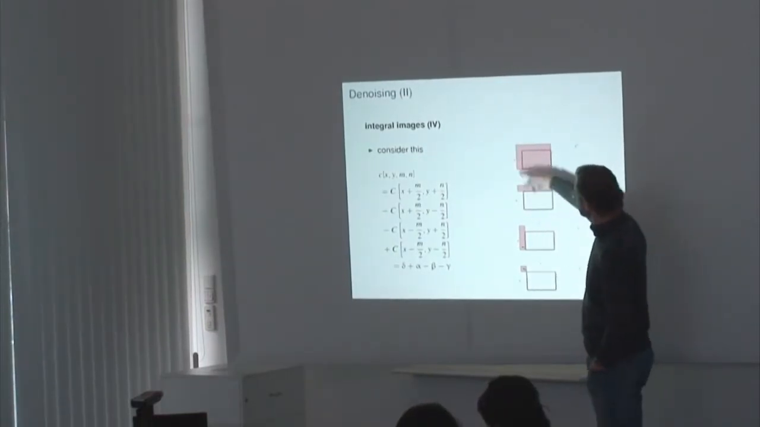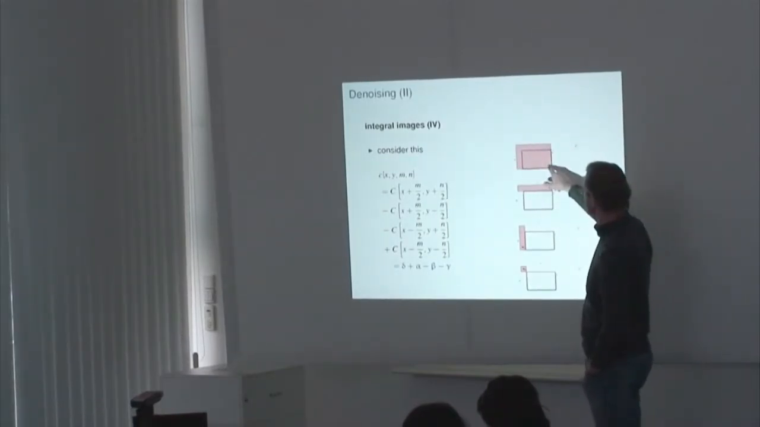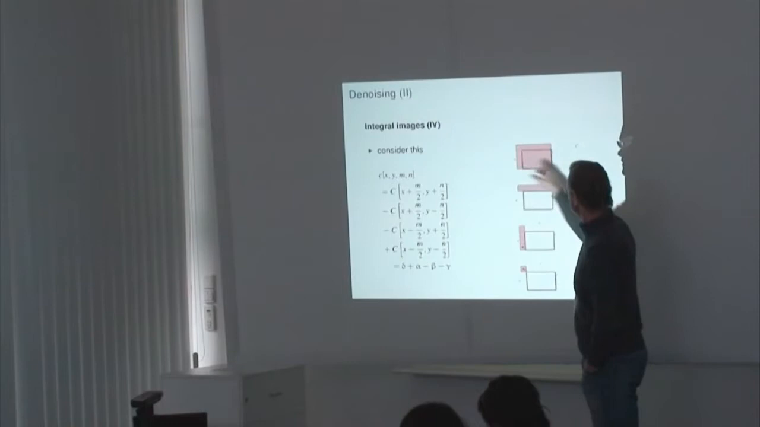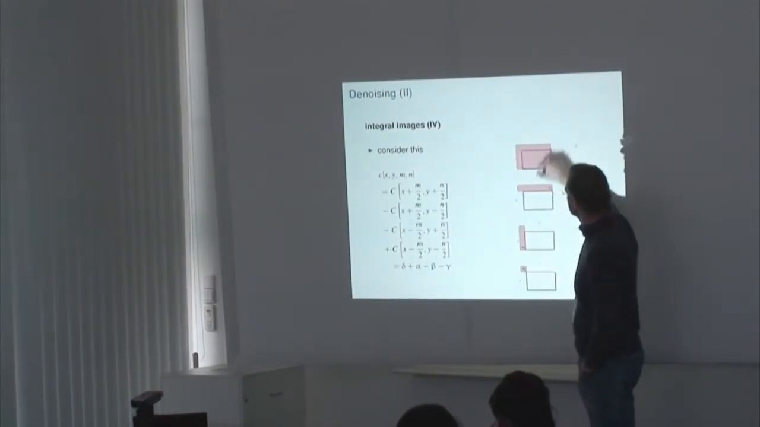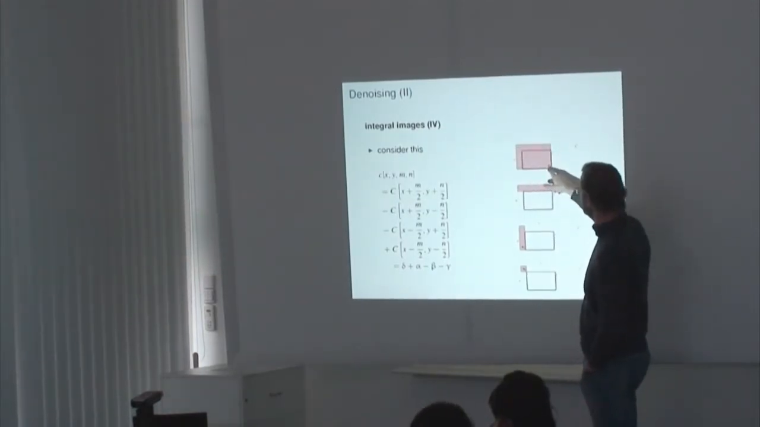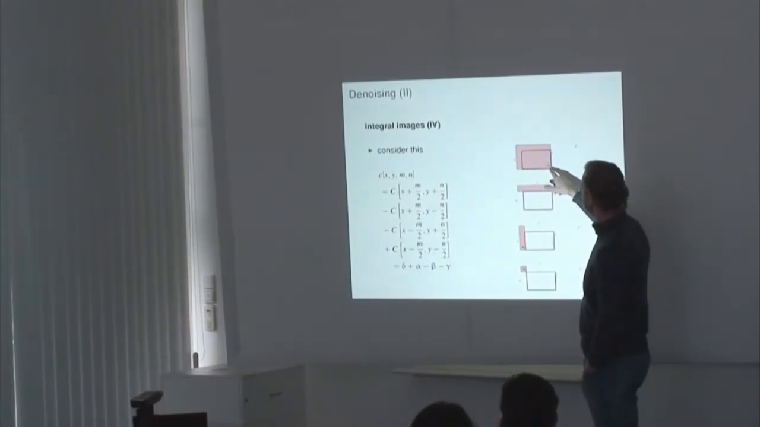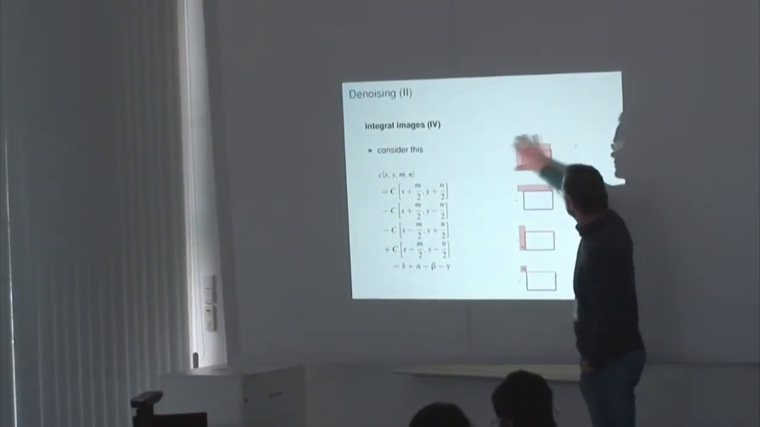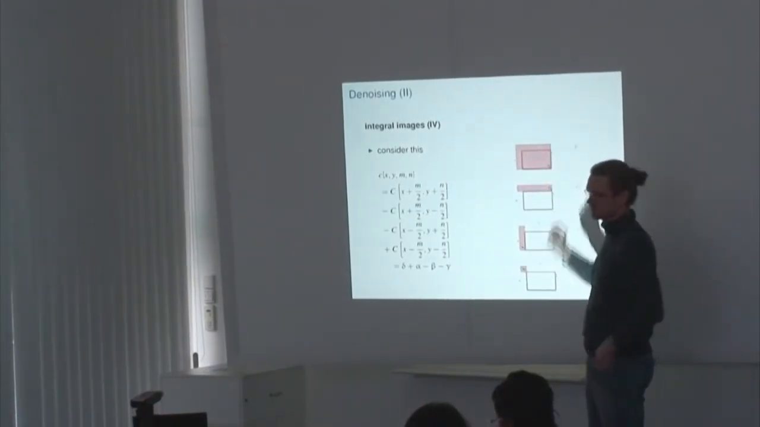And for pixels not in the first row or first column, say this pixel here, we would say that this C contains the sum of all the pixels in the rectangle. So this red area is indicating that at this point, which I call delta, in C we have the sum of all the pixels in this larger rectangle, not just in this smaller rectangle.